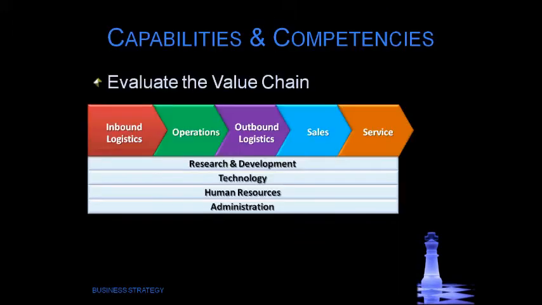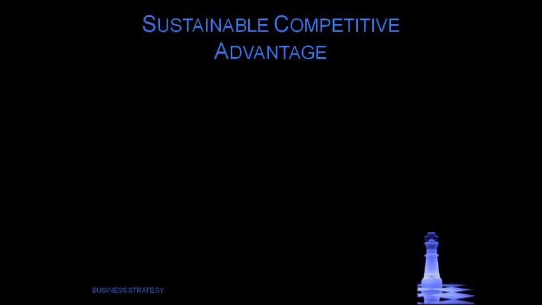Capabilities and competencies are basically done by evaluating the value chain. What do we do well? What do we do best? A sustainable competitive advantage has 4 parts. Is the capability or competency valuable? In other words, would another company like to have it? Now, valuable doesn't necessarily mean monetarily.